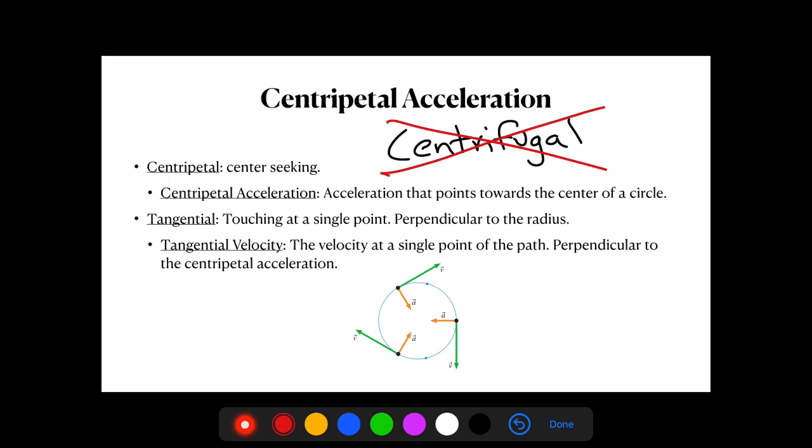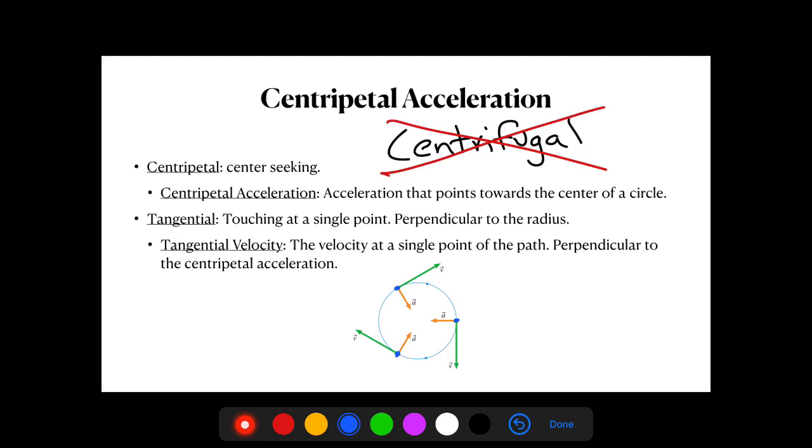tangential velocity is the velocity at a single point along this path, okay? So if you've heard tangential before, it's probably in a math sense where you have a tangent line, a line tangent to a point. All this means is that a tangential line touches at a single point, and for our purposes, it's perpendicular to the radius, okay? So you can see this at these locations right here. I have this line to represent my tangential velocity at each of these locations. And notice that this line touches only at a single point along that rotation, okay?